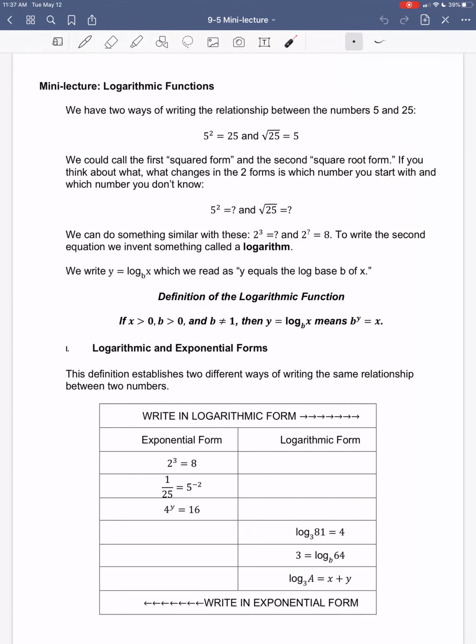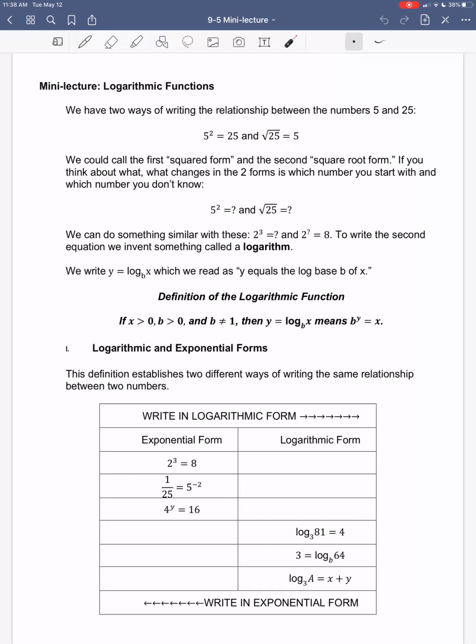In this mini lecture, I'm going to look at logarithmic functions. So if you think about it, we have two ways of writing the relationship between the numbers 5 and 25. I can say 5 squared is 25, or I can say the square root of 25 equals 5. That's really the same relationship, just expressed two different ways. We could say that the first one is squared form, and the second one is square root form.